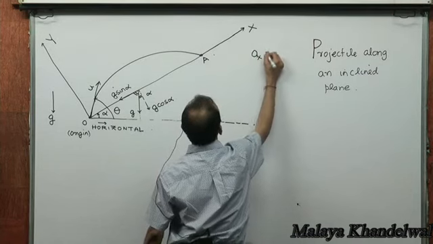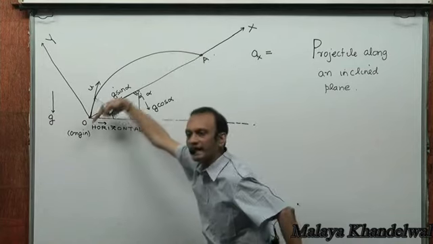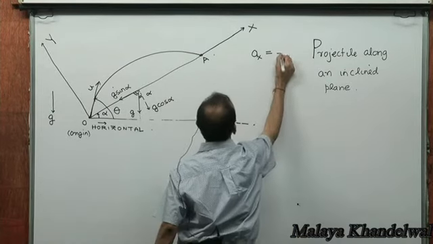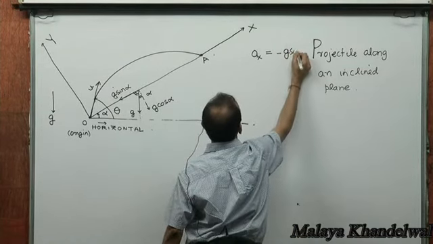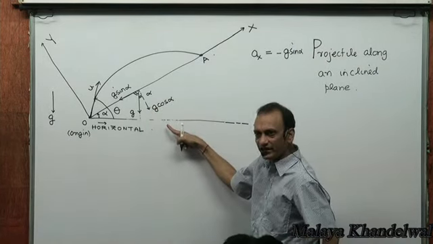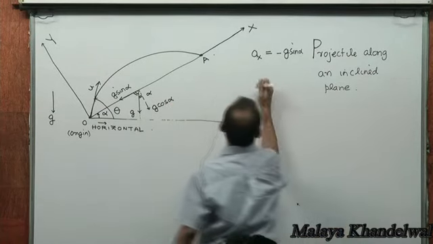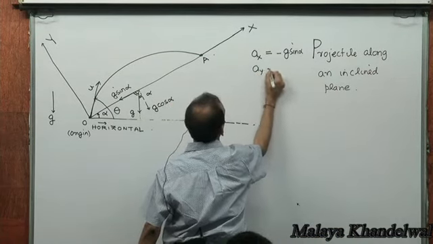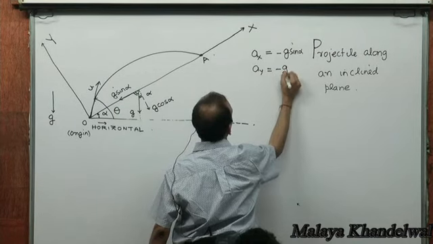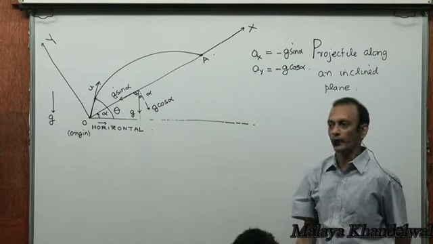Right? So we have now, since we are talking of the revised frame, the acceleration along the x direction would be minus g sine alpha, because it's in the negative x direction. And the acceleration in the y direction, this is in the negative y direction, so this is going to be minus g cos alpha. Right?